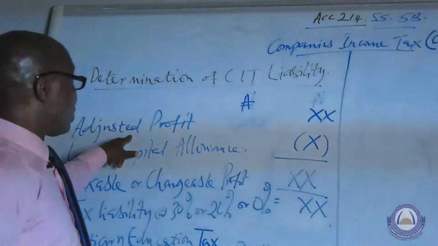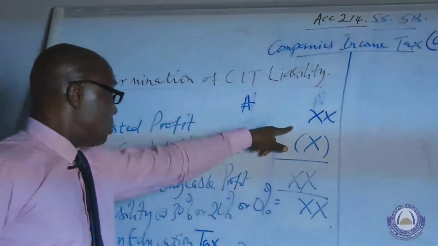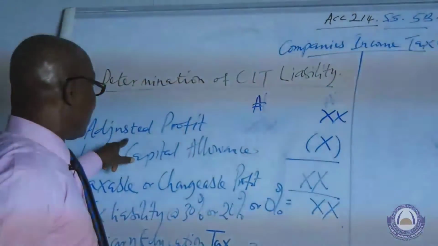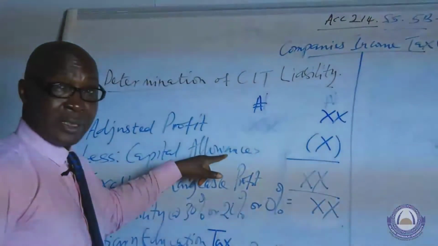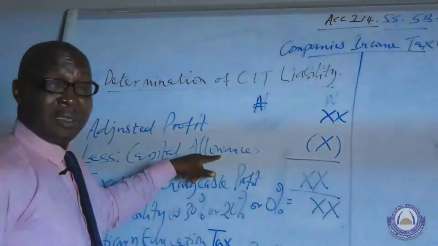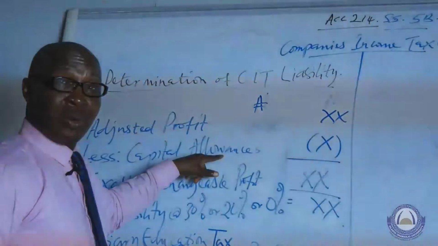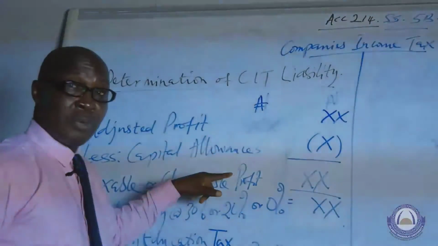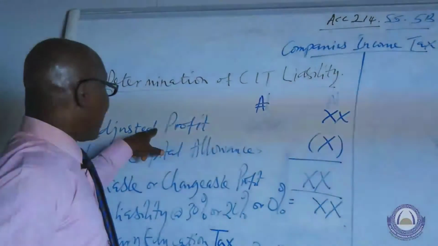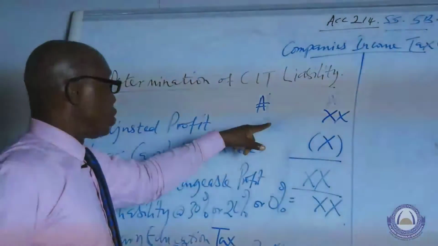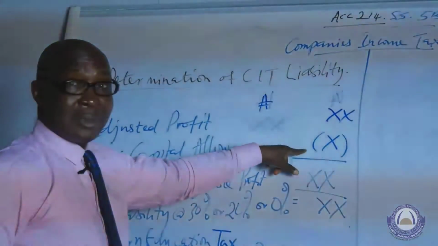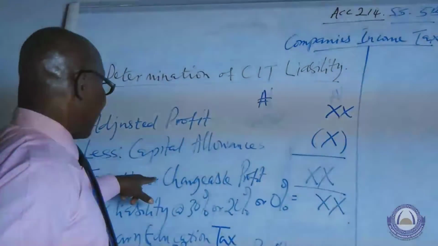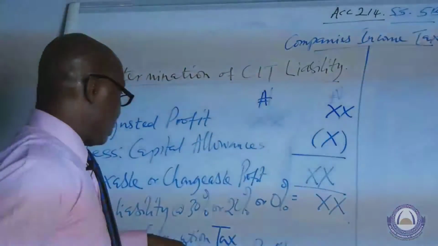We will start from adjusted profit. From the adjusted profit, you remove the capital allowances. Of course, we have said that depreciation is not an allowable expense for the purpose of calculating the chargeable profit. So from the adjusted profit, you will remove what we call the capital allowances, and from there, you will get the taxable or chargeable profit.